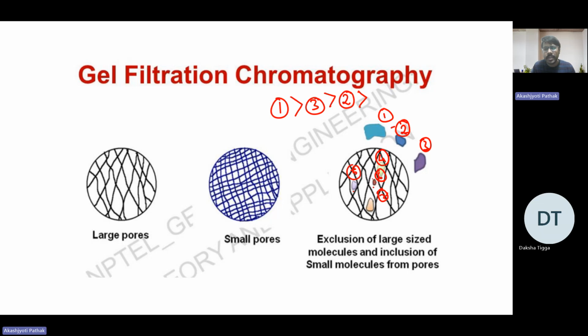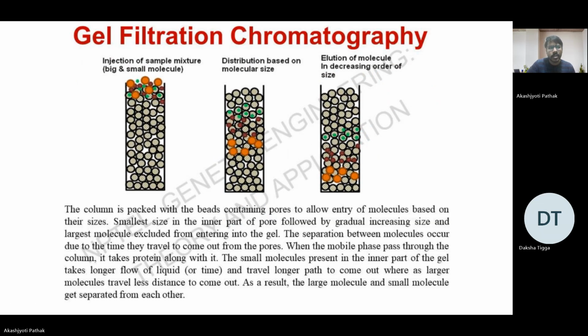protein molecule. Then followed by it, this fourth sample will be eluted. Then the seventh will be eluted, then the fifth will be eluted, and then the sixth will be eluted. So depending on the size, the larger the size, that will be eluted earlier, and the smaller the size, that will be eluted last. Okay. So the same thing is explained in the lectures as well.